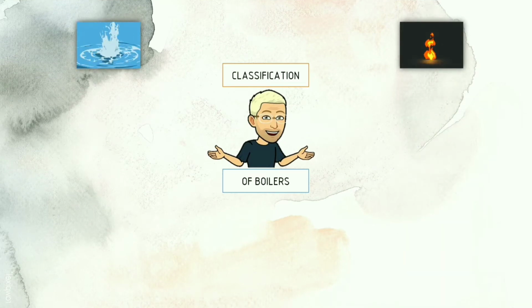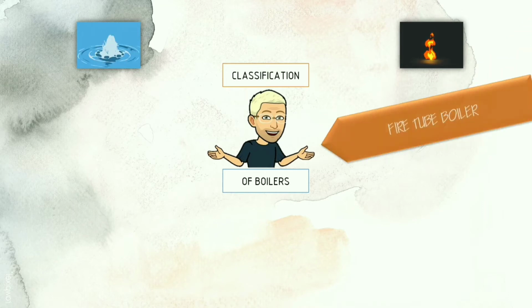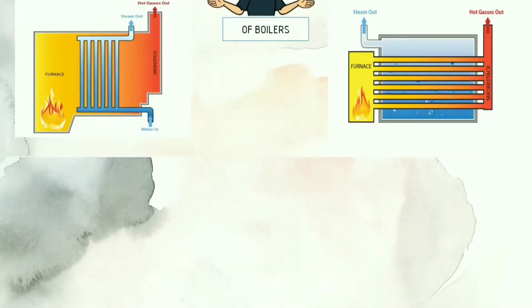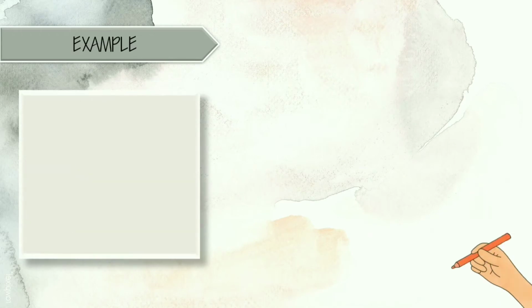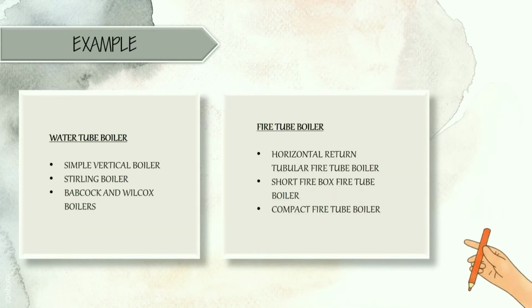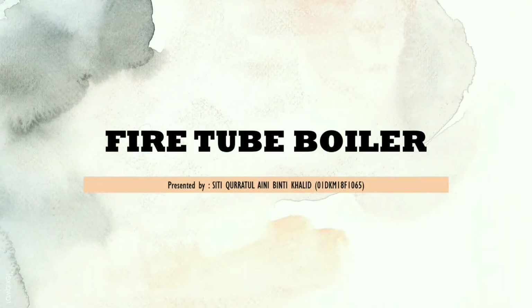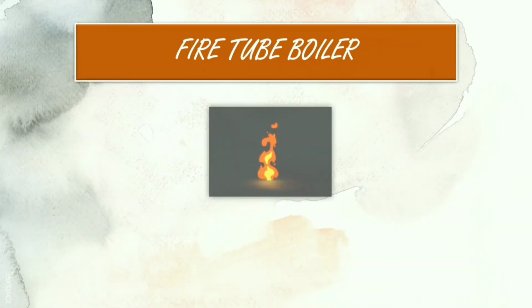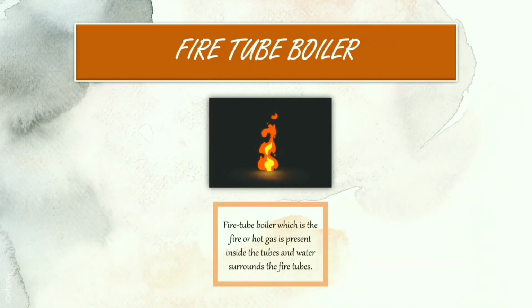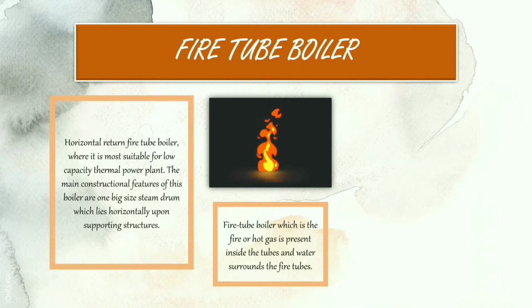Classification of boilers. Most conventional steam boilers are classified as fire tube boilers or water tube boilers. This is an example of a water tube boiler and a fire tube boiler. Fire tube boiler, in which the fire or hot gas is present inside the tubes and water surrounds the fire tubes. Horizontal return fire tube boiler is most suitable for low capacity thermal power plants.